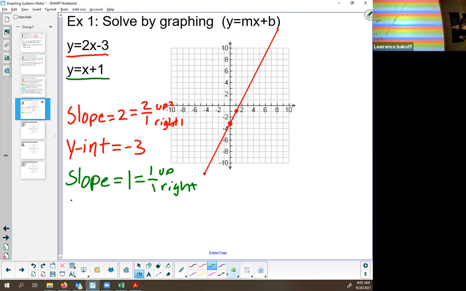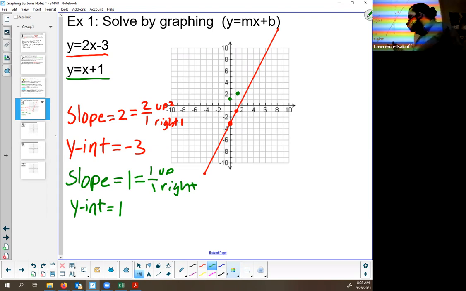Just 1. So I'm going to start at 1 on the y-axis, and I can just go up 1 and over 1. Again, once I have 2 points, I can draw a line.